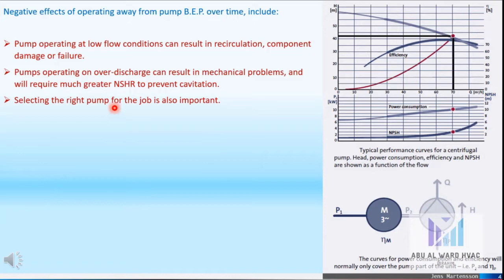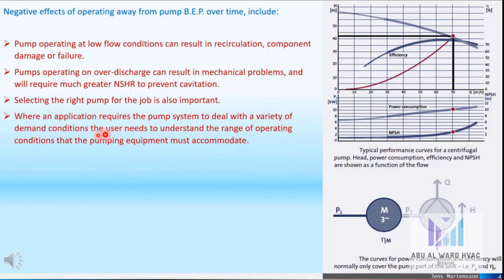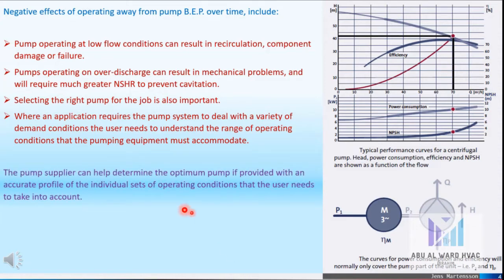Second, pumps operating on over discharge can result in mechanical problems and will require much greater NPSH to prevent cavitation. Selecting the right pump for the job is also important. Where an application requires the pump system to deal with a variety of demand conditions, the user needs to understand the range of operating conditions that the pump equipment must accommodate. The pump supplier can help determine the optimum pump if provided with an accurate profile of the individual sets of operating conditions that the user needs to take into account.